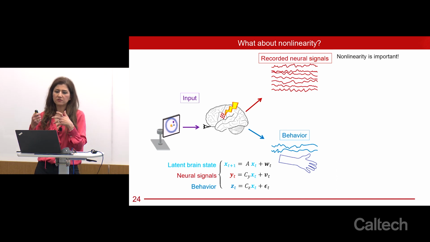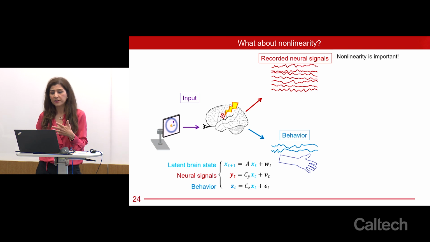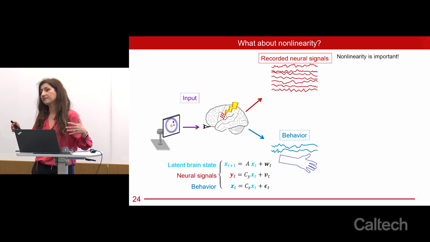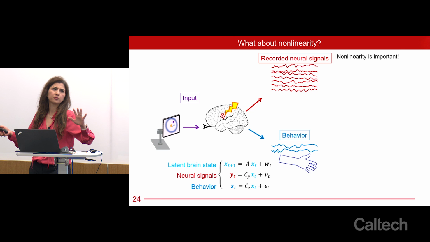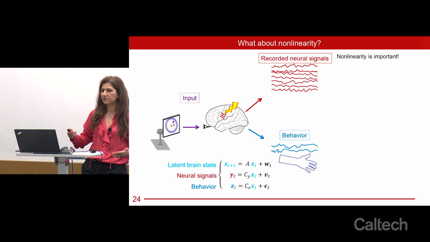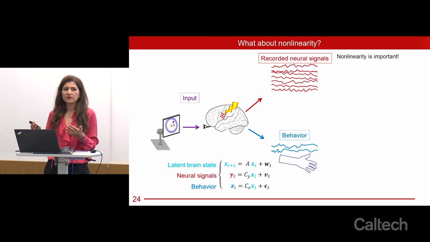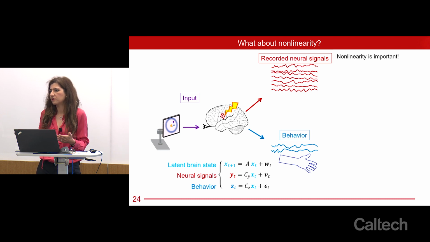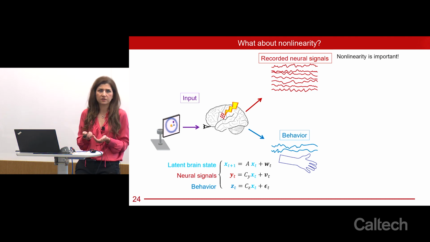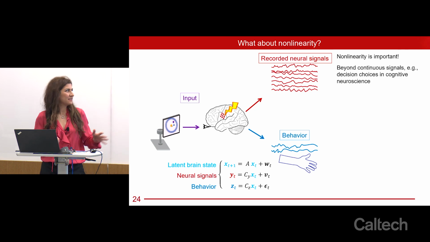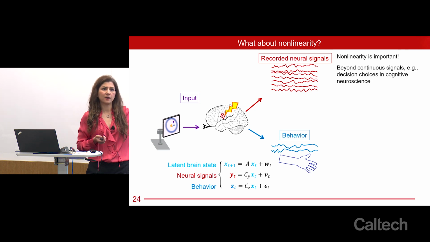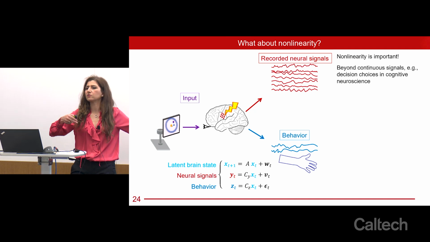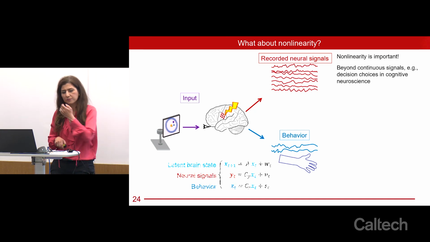Okay, so let's move on to nonlinearity. As I mentioned, nonlinearity could be important. Further, everything I've talked about so far has continuous behavior signal, which is great for motor neuroscience because we have movements, things are continuous. But in a lot of applications, for example, in cognitive neuroscience, behavior may not be continuous. It may actually be categorical, like decision choices. And unfortunately, despite its power, this linear dynamical system model does not extend to any of this. So we cannot use it.